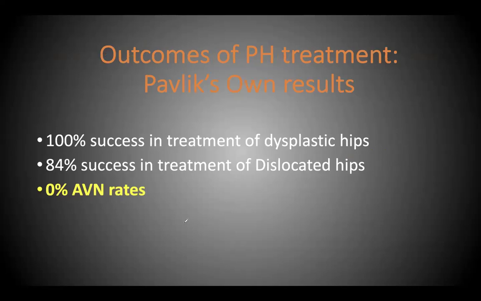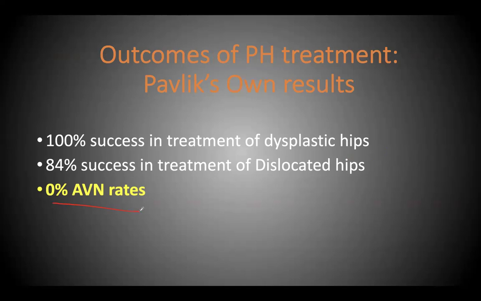Then I will be talking about the outcomes of Pavlik harness treatment. In Pavlik's own paper, which was published way back in 1953, he has described 100% success in treatment of dysplastic hips, 84% success in the treatment of dislocated hips, and the most important part is that he had 0 AVN rates. Okay, so I want to stress again that Pavlik harness is the only method which gives you the chance of giving the child a normal hip joint.